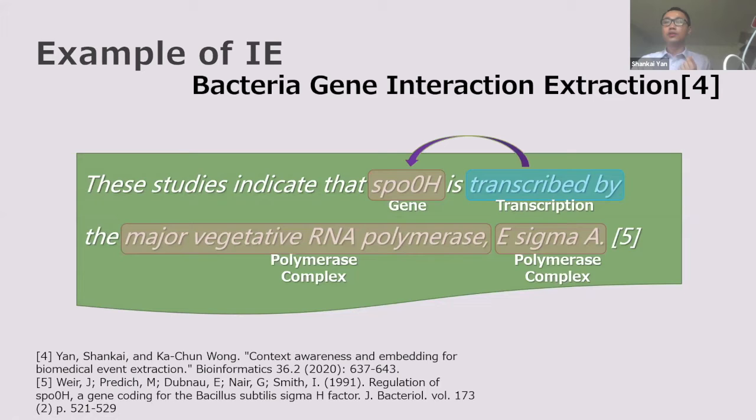Once you have the gene, the transcription, and all those complexes extracted from the text, then you might be interested in the relationship between these terms, like the action target and the transcription by. These two terms colored in green are the events we are interested in. After predicting these two events, we may also infer the interaction relationship between these two terms, the gene and the complex.